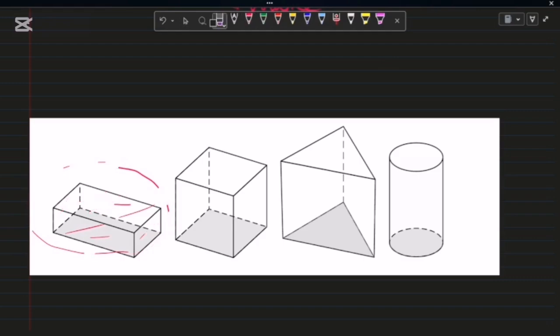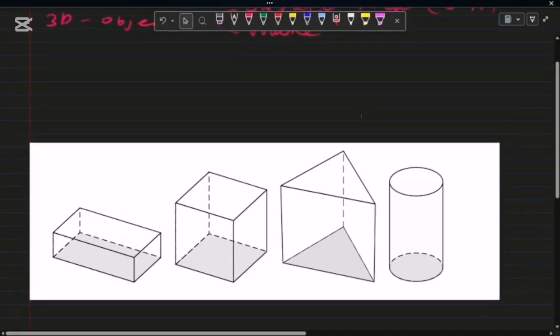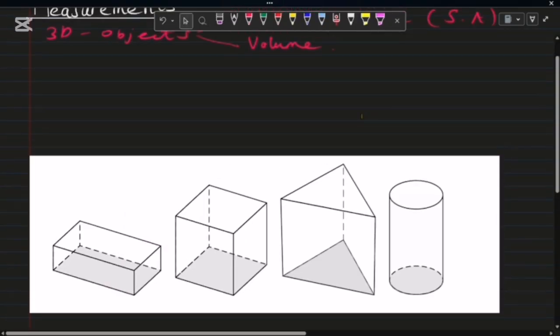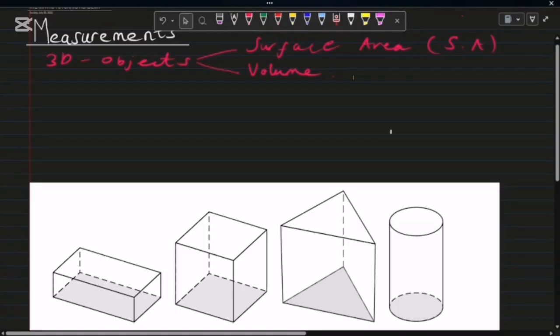And then what is volume? Volume is simply the amount of space inside a three-dimensional object. Okay, it's the amount of space within a three-dimensional object. So that is what we call volume.